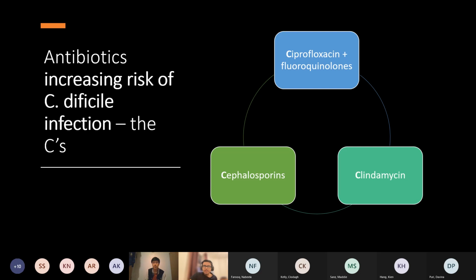But I think that's everything we were going to cover today. Yeah, just a handy note for these Cs. They're all very broad spectrum antibiotics, and that's exactly why they predispose to C. diff infection, because broad spectrum kills out all the microbiota, the normal bacteria in your gut, and that allows C. diff to sort of predominate.